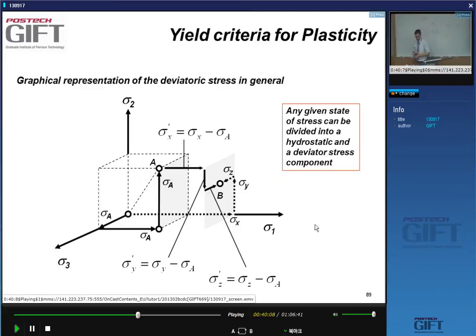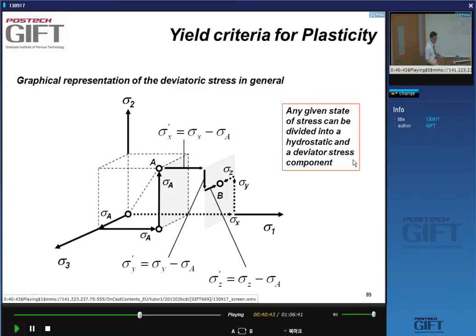But let's have a look in principal stress space at what these deviatoric stresses mean. So in stress space, a stress condition is a point. For instance, this point B is a stress condition. And it means it's got an X, a Y, and a Z coordinate in this space.